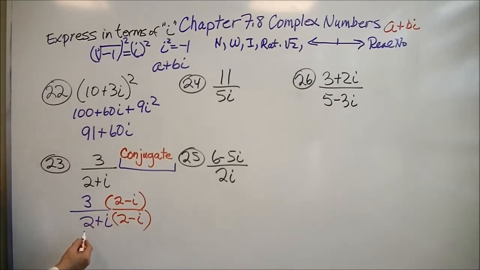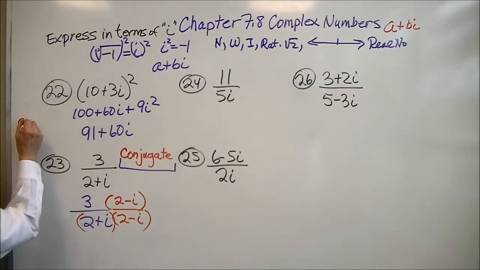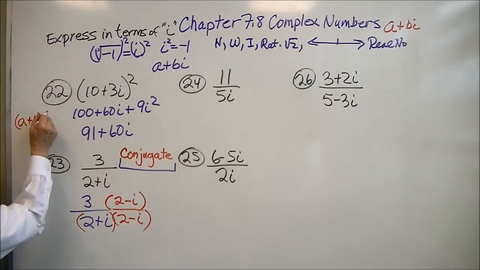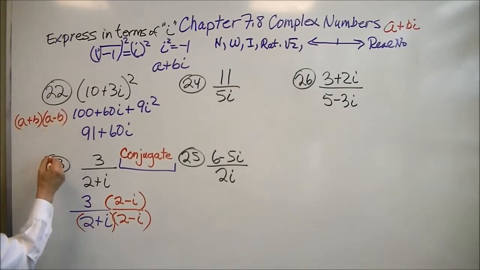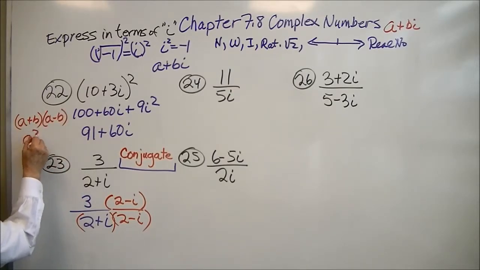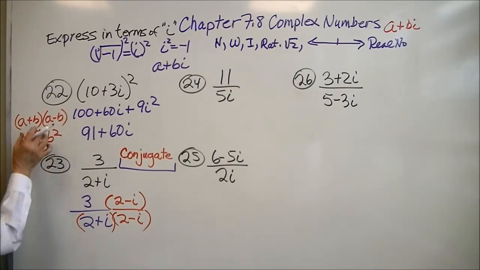But an interesting thing happens when we FOIL conjugates. Remember, the old thing was a plus b, a minus b. This became a squared minus b squared. The middle terms canceled out. Oh, because that's what we want.